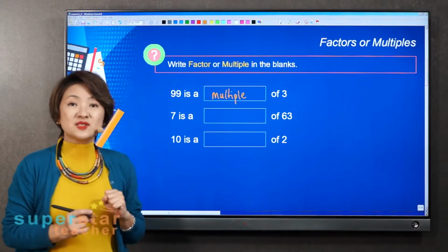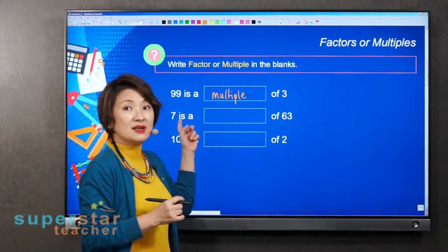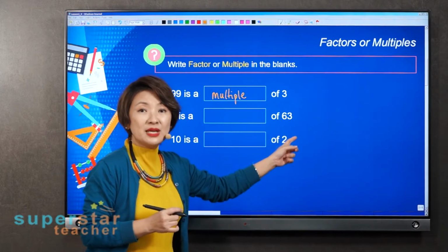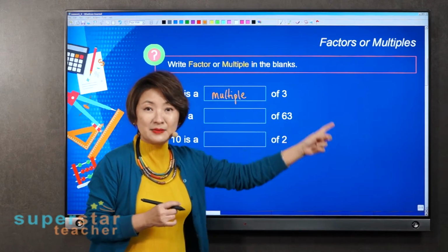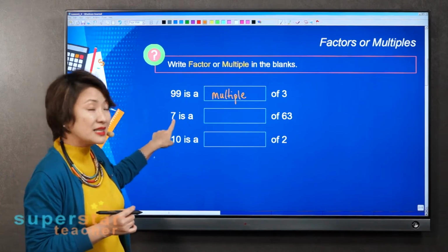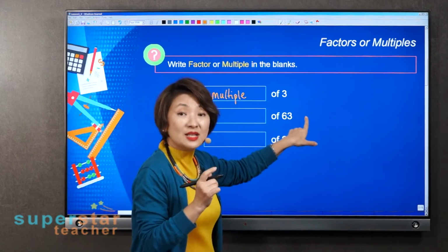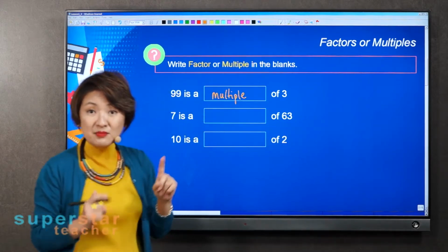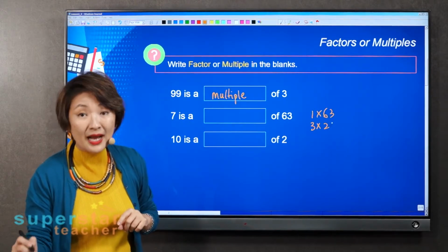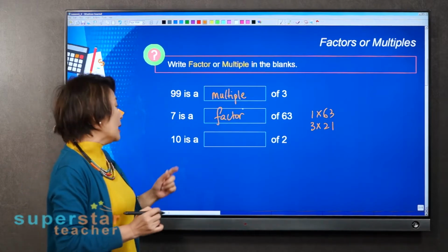Let's look at another one. 7 is a blank of 63. Meaning to say, if I take 63, how can 7 appear? If I do multiples of 63, I'll do 63, then times 2, 126, and then times 3 again, what do I get? From here, I can tell that 7 is a factor, not a multiple. If it's a multiple, the next number is 126. If it is a factor, I will do 1 times 63, 3 times 21, and so forth. So this is actually a factor.